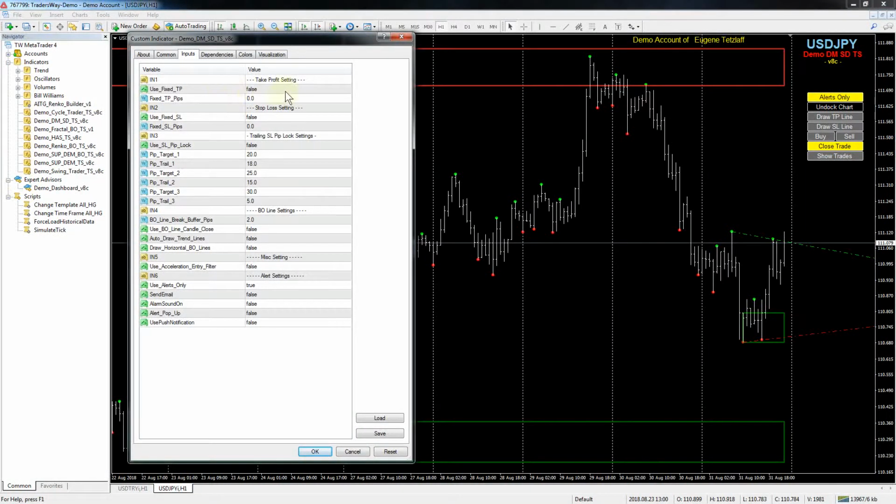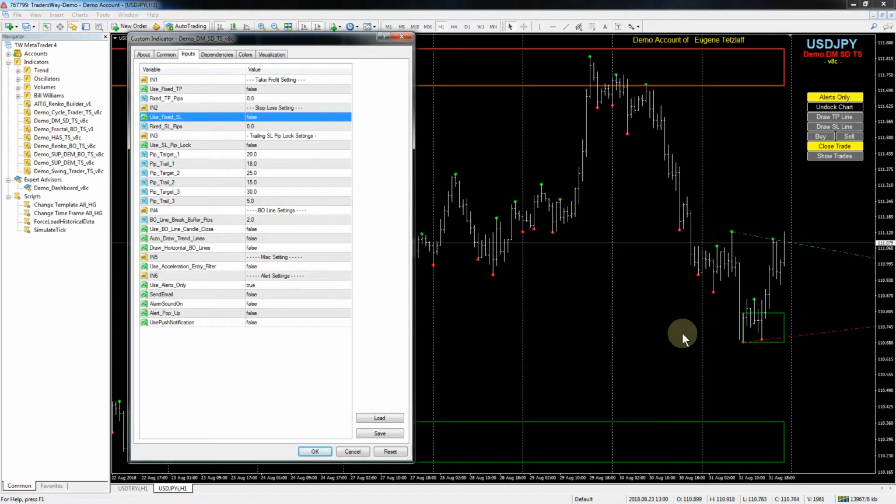We have fixed take profit. In this case, the default is false. So if you want to set a fixed take profit of a certain number of pips, you just set this to true and put 10, 20, 30 pips, whatever you want in here. And when the trade opens, it will put a take profit line on the chart that many pips away from your entry. Same way with the stop losses. Normally set false, default. If you want to set an automatic stop loss when the trade opens, you can set that here, and then when the trade opens, it will put a stop loss line on the chart.